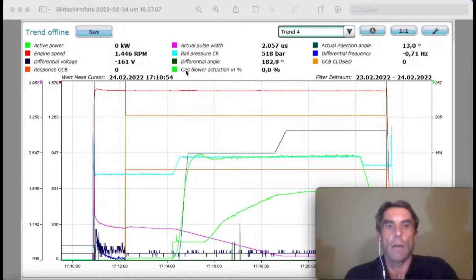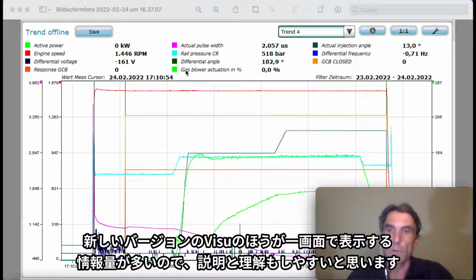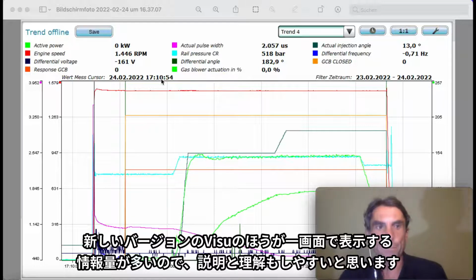So don't get confused. I took this time one of the other plants. It's not Urimaku, but it's easy to compare with Urimaku as well. The functions are the same. The diagram looks a little bit different, but this diagram from the new visualization is easier to explain because we get more values on one screen. It was easier for me to make these videos for you.